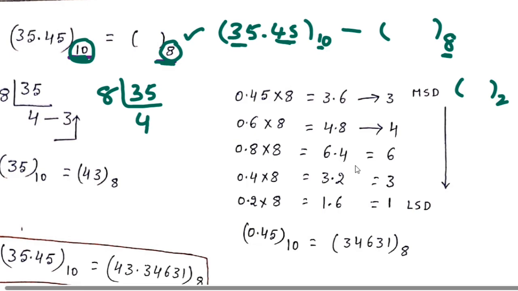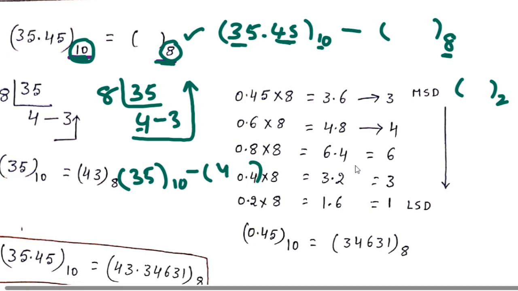8 times 4 is 32, remainder 3. Now 4 is less than 8, so it cannot be divided further. So we read from bottom to top. So 35 in base 10 is what in the octal number system? 43. 43 in base 8.